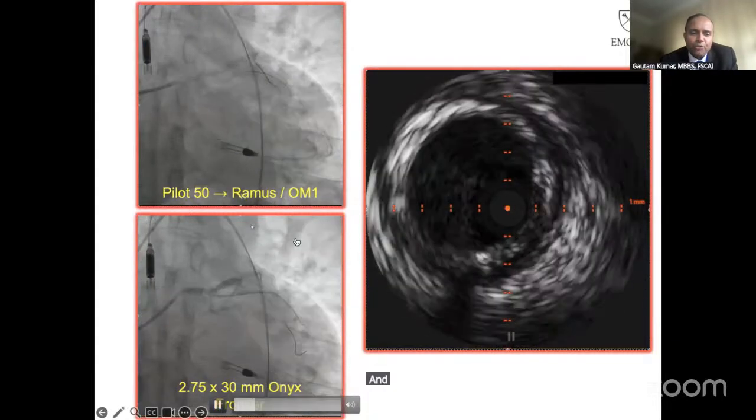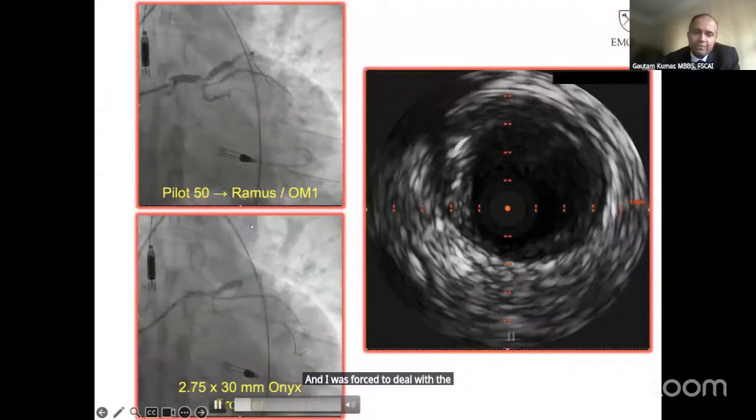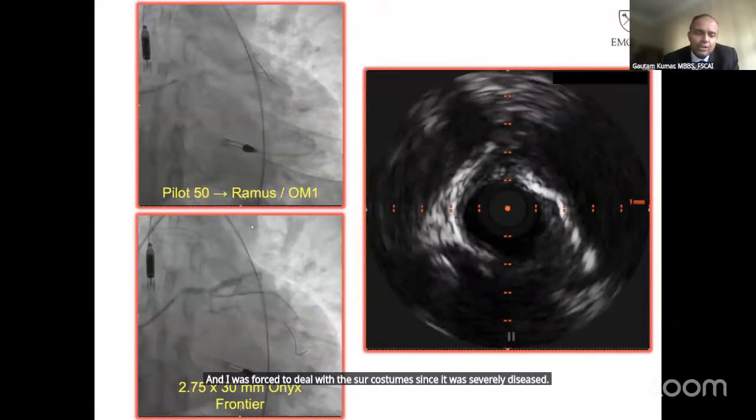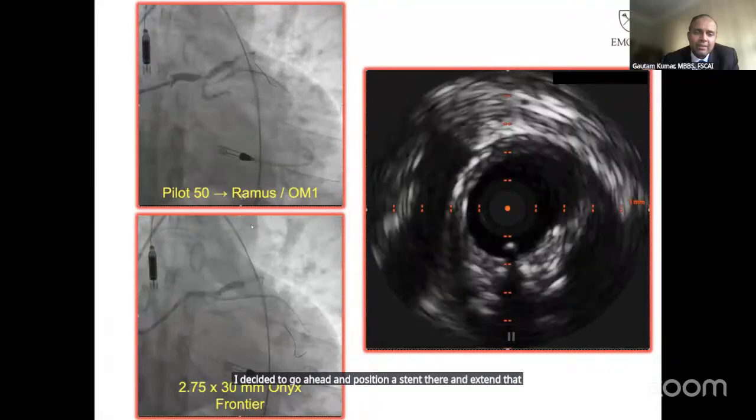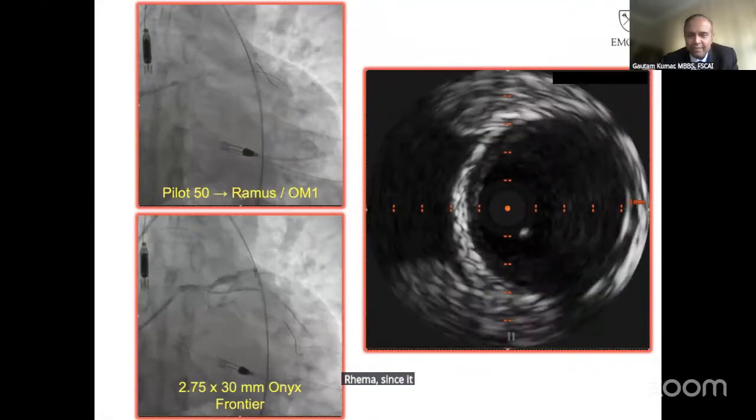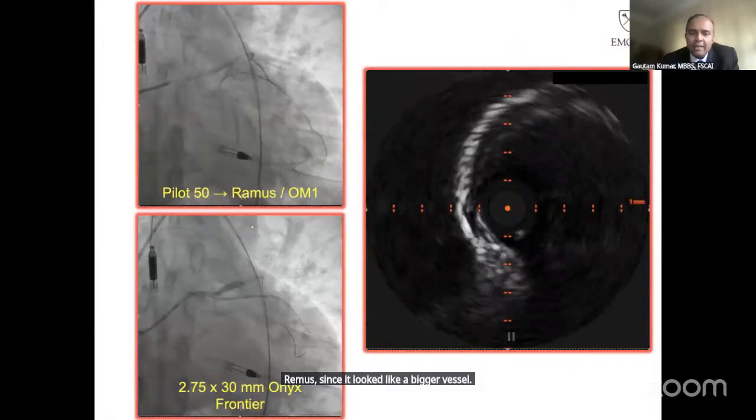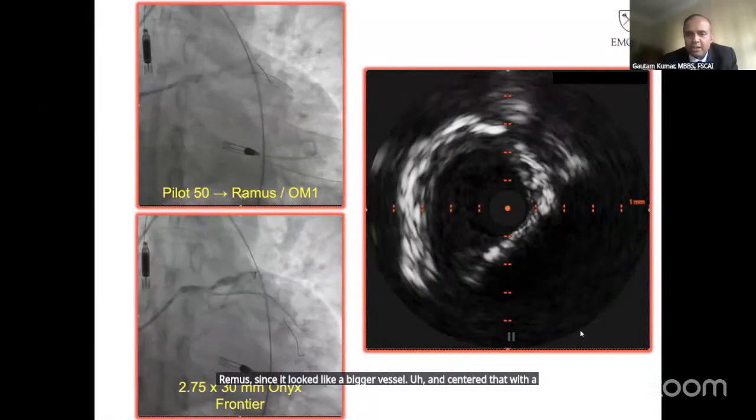And I was forced to deal with the circumflex since it was severely diseased. I decided to go ahead and position a stent there and extend that into the Ramus since it looked like a bigger vessel, and stented that with a 2.75 by 30 Onyx Frontier.